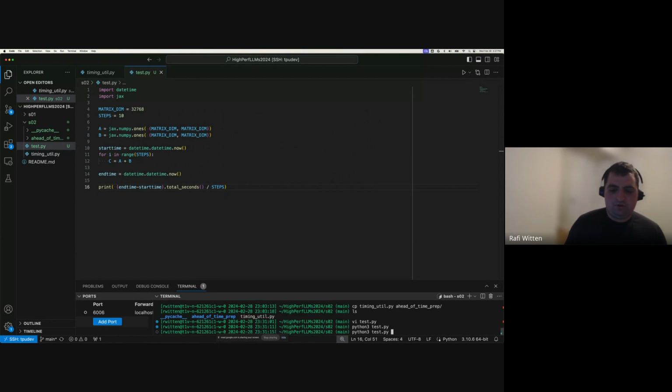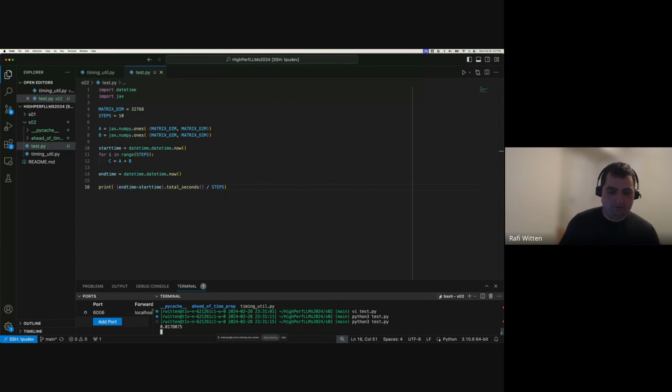Cool. So we're just running things here now. And it's telling us it took 0.0178 seconds to do this computation. And let's just start by thinking about if that's the right time.